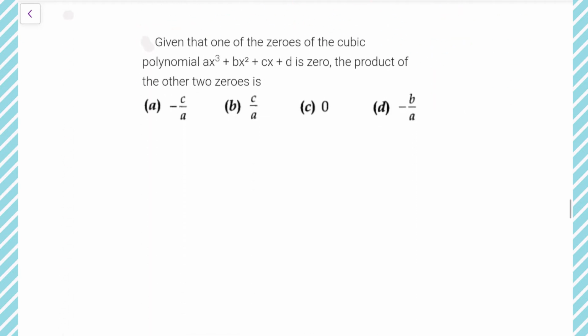Next, given that one of the zeros of the cubic polynomial is 0, then what is the product of the other two zeros? This we need to remember simply. If one of the zeros is 0, then the product of the other two will become constant divided by x cube coefficient, that is c by a. So c by a is the answer.